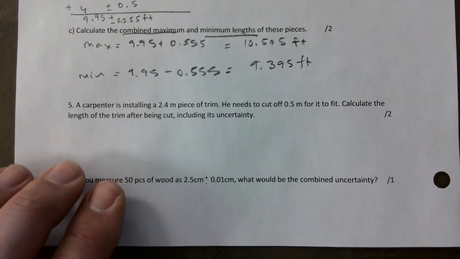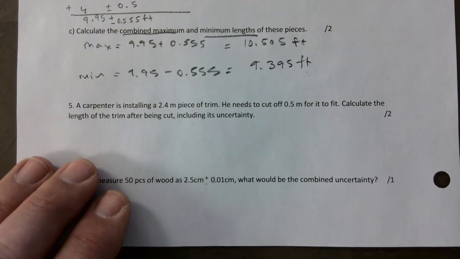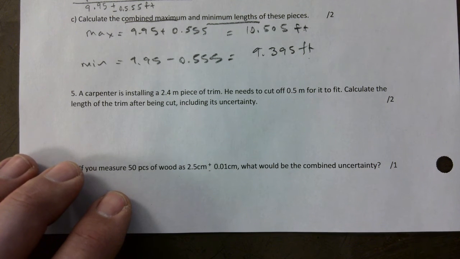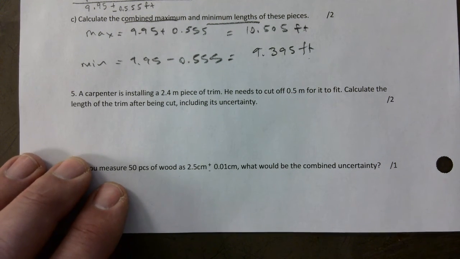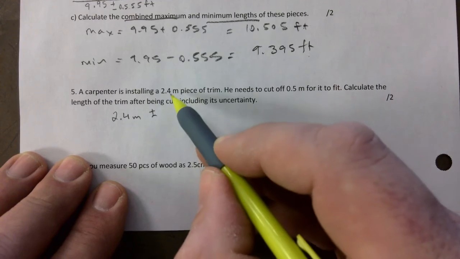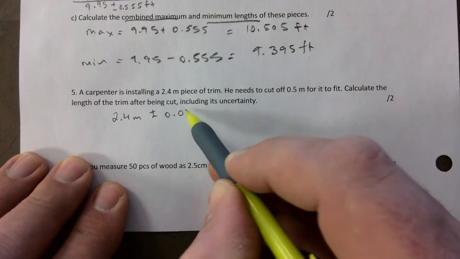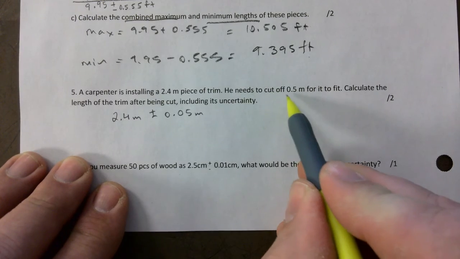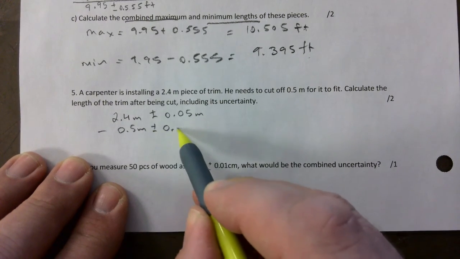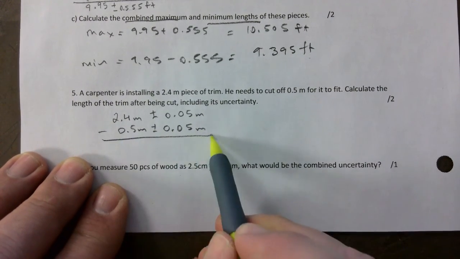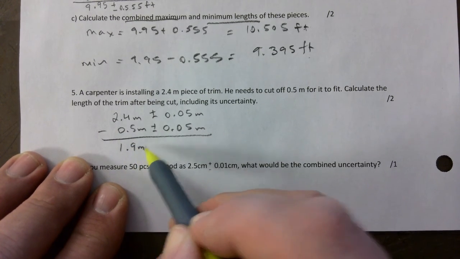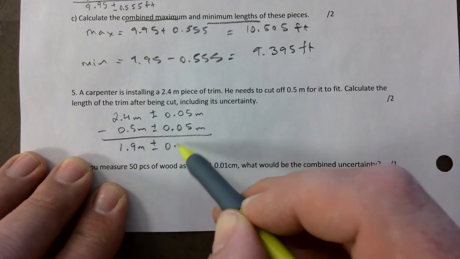There's a trim piece of 2.4 meters. You're cutting off 0.5 for it to fit. Calculate the total length of the trim after being cut, including its uncertainty. So this is a subtracting question. It's 0.1, the precision, so 0.05 is the uncertainty, and they're both having the same. So it's okay to, I would show more work if I were you, just in case you get it wrong. So you have to cut meaning that's subtracting, so it's 1.9 meters plus or minus, you add this up.